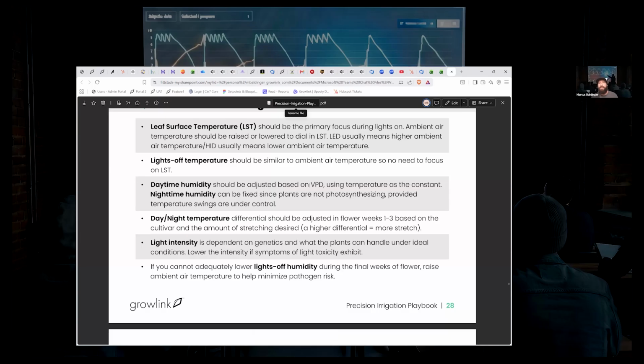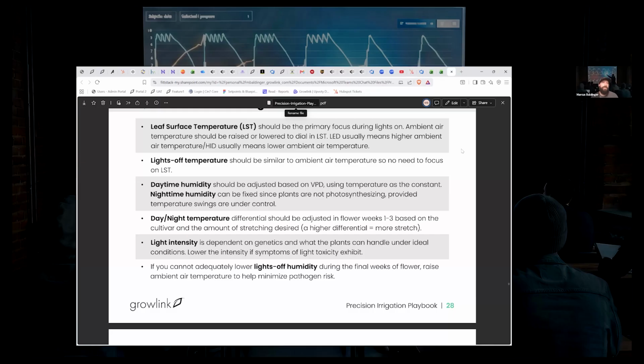Daytime humidity should be adjusted based on VPD using temperature as the constant, and that's actually how our platform works. If you're using set points and targets in there, you can change your humidity in the little target set point thing and it's going to auto calculate your VPD, right? And same thing, if you change your temperature, it's going to auto calculate your VPD. All three of those things, as a triangle, will always show you, oh, I changed this, it's going to auto calculate what that change is going to be.